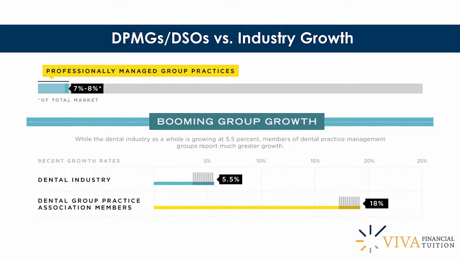Independent dental practices are still the majority within the industry if you're looking at absolute numbers, but if we're looking at growth, this is really the growth segment when you compare it to the industry average growth of 5.5% here. You can see we're looking at an 18% growth rate for those DSOs and DPMGs. So that really shows you that this is a booming segment within the industry. The chain model is really taking hold. In the United States, it is already making very serious ground on the independent dental practices.